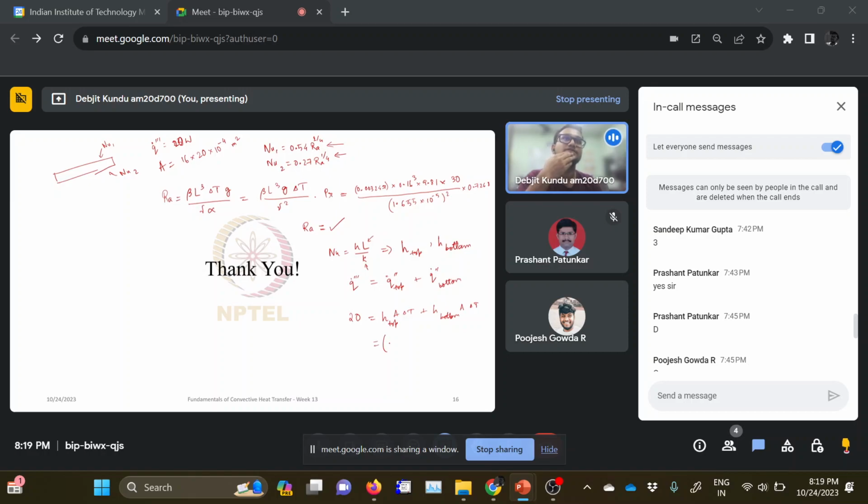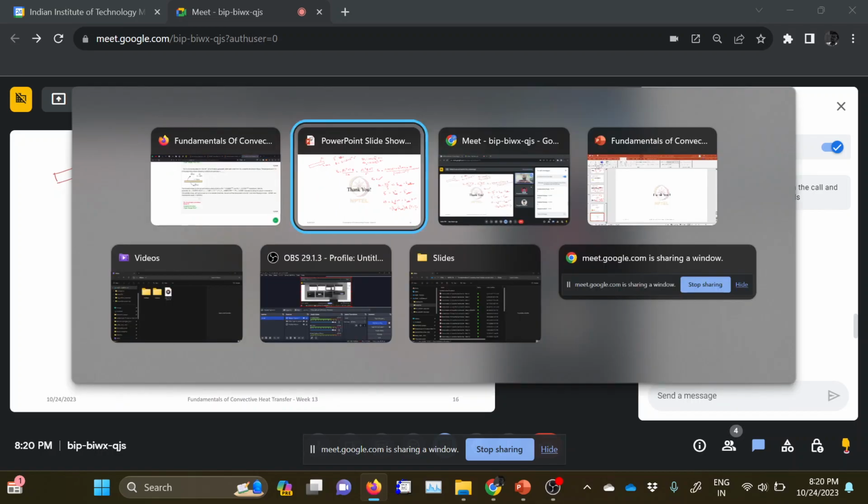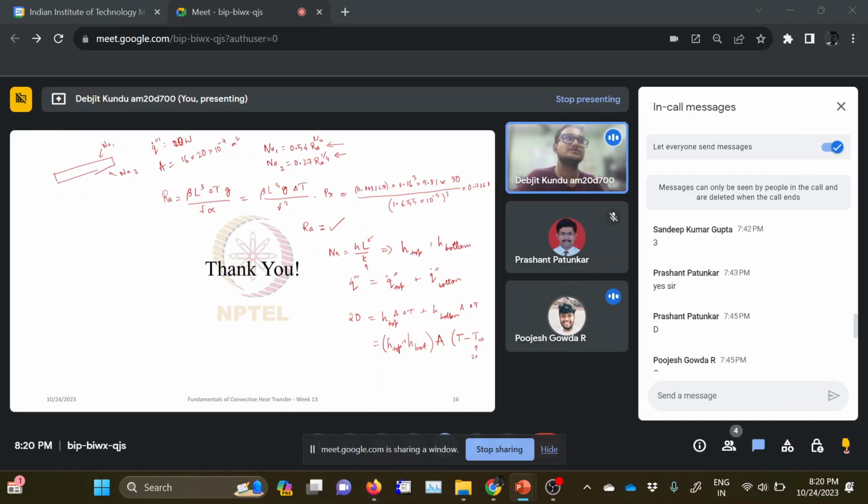Now this H top plus H bottom, A, all these things you know, and delta T would be the T that you have to find out minus the T ambient. This is again that 16 degrees Celsius or something, sir. Yes, 20 degrees Celsius. This is 20 degrees Celsius, and this should be equal to 20. So all these values you know, only T you have to find out.